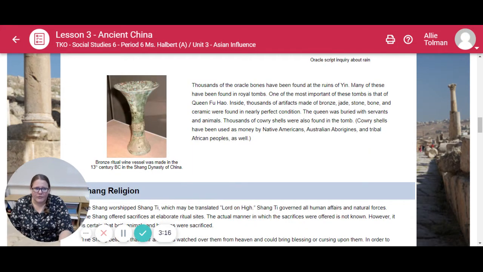Thousands of the oracle bones have been found in the ruins of Yin. Many of these have been found in royal tombs. One of the most important of these tombs is that of Queen Fu Hao. Inside, thousands of artifacts made of bronze, jade, stone, bone, and ceramic were found in near perfect condition. The queen was buried with servants and animals. Thousands of cowrie shells were found in the tomb. Cowrie shells would have been used as money by Native Americans, Australian Aborigines, and tribal African peoples as well.